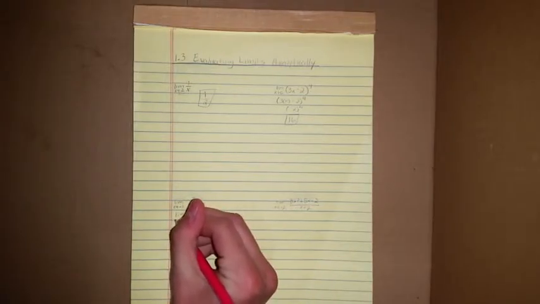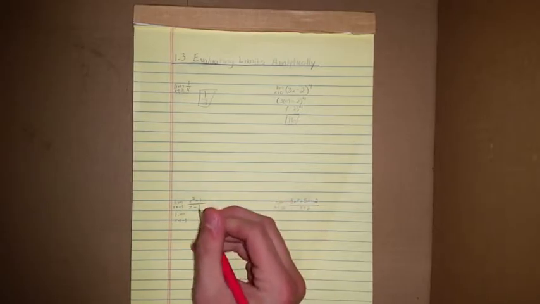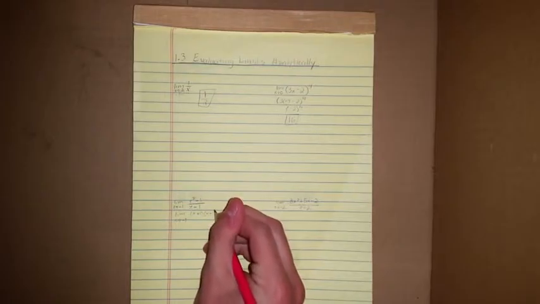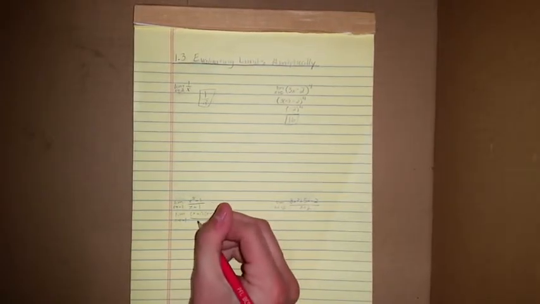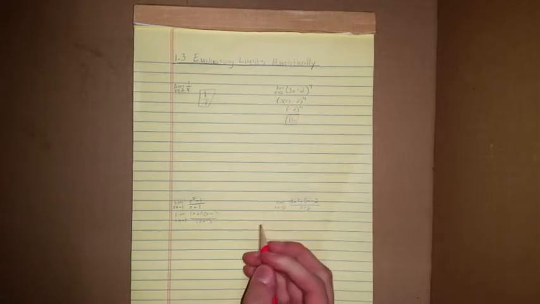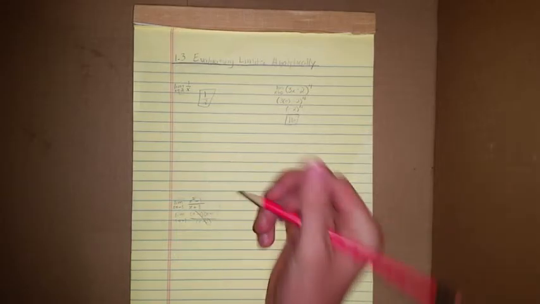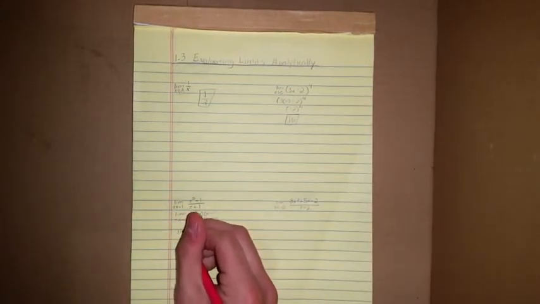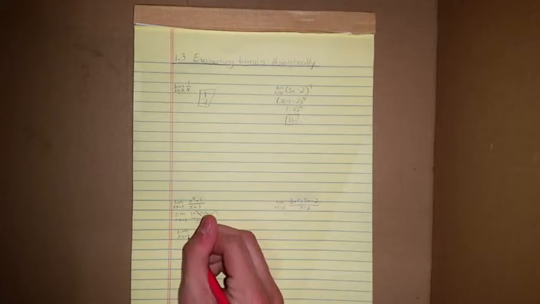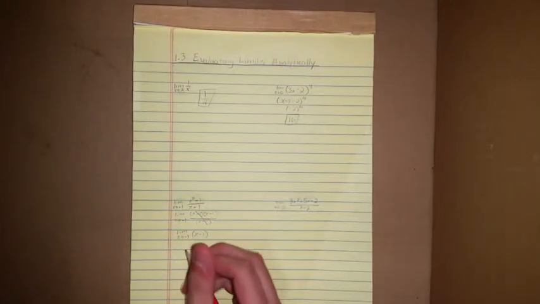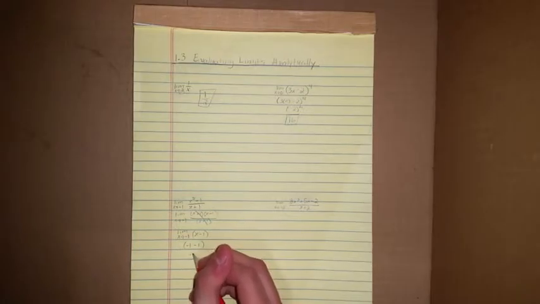So the limit as x approaches negative 1 of this factors into x plus 1, x minus 1, all over x plus 1. And then now you can see that this term cancels out. The x plus 1's cancel, and we're left with the limit as x approaches negative 1 of x minus 1. Now we can plug in without any issues. So negative 1 minus 1, which is negative 2.